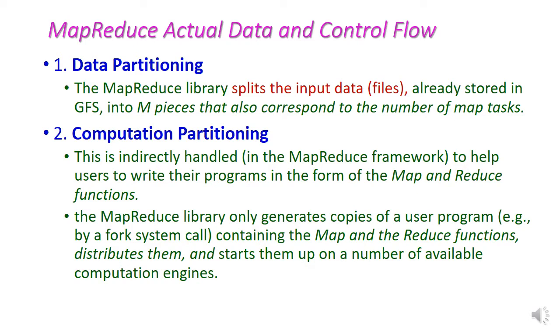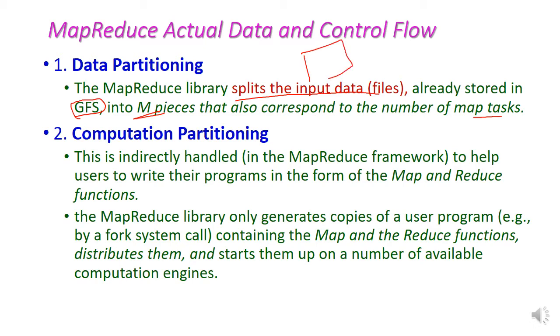First one is partitioning. Here, MapReduce library splits the input data files already stored in GFS, that is Google File System, into M number of pieces. How many pieces? M number of pieces. That also corresponds to number of map tasks.